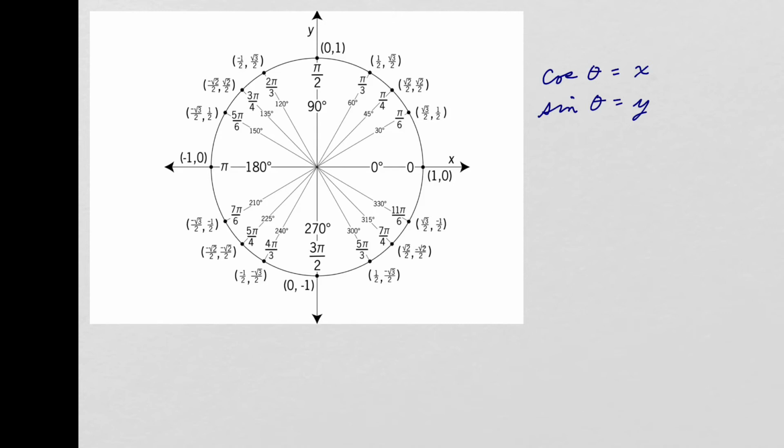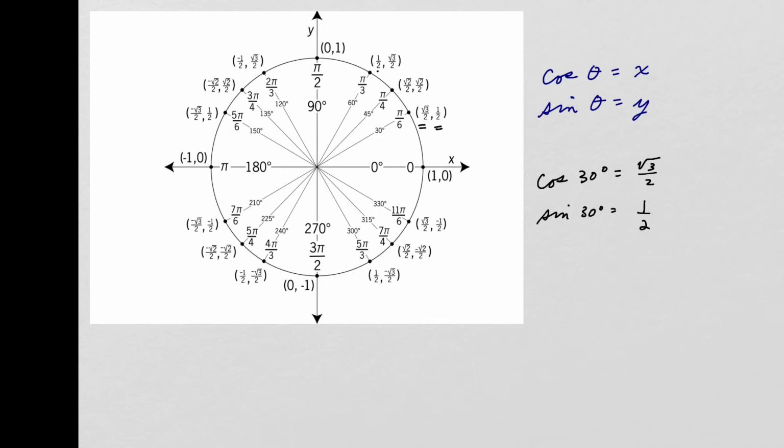So cosine of 30 is equal to x, and we can see the x value here is radical 3 over 2. And then sine of 30 is equal to y, and in this case y is 1/2. Okay, and then cosine of 45 is radical 2 over 2. Sine of 45 is radical 2 over 2. Cosine of 60 is 1/2. Sine of 60 is radical 3 over 2.